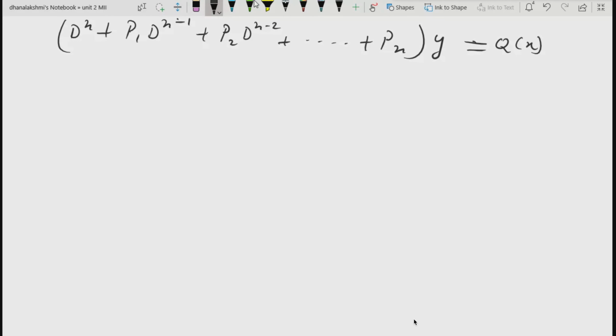Understood all of you? Yes, ma'am. Okay, in operator form, the differential equation is d^n y/dx^n + p1 d^(n-1) y/dx^(n-1) and so on up to + pn y = q(x). In symbolic form, you can write it as (D^n + p1 D^(n-1) and so on up to + pn) applied on y = q(x).